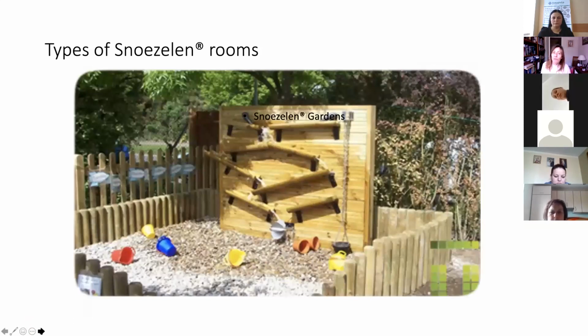You can have outdoor snoezelen rooms. So this is an example of a sensory garden space using water, different textures with stones and wood, and also activities that really focus on that sort of cause and effect. And again, this is very popular with children in encouraging exploration.